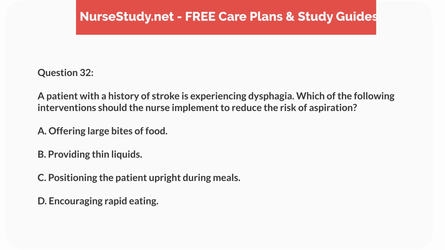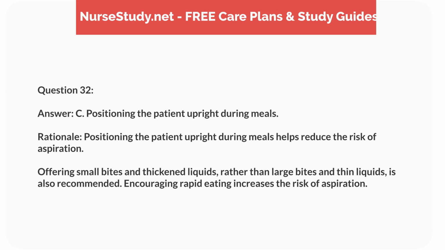Question 32. A patient with a history of stroke is experiencing dysphagia. Which of the following interventions should the nurse implement to reduce the risk of aspiration? A. Offering large bites of food. B. Providing thin liquids. C. Positioning the patient upright during meals. D. Encouraging rapid eating.